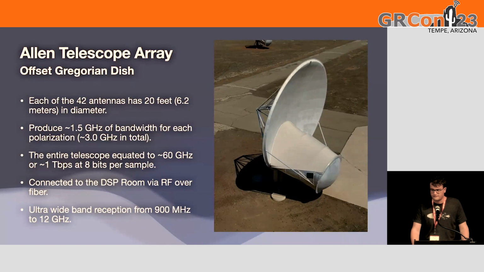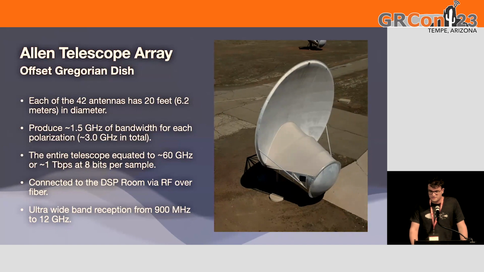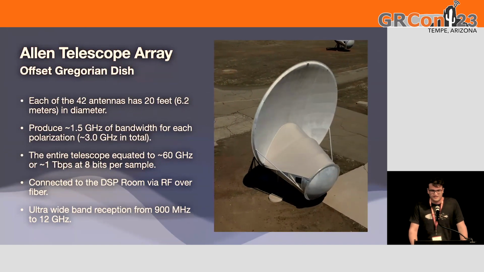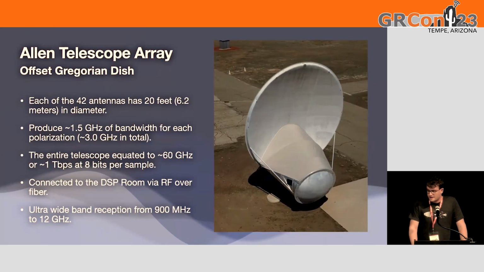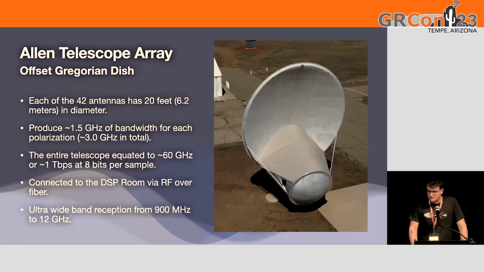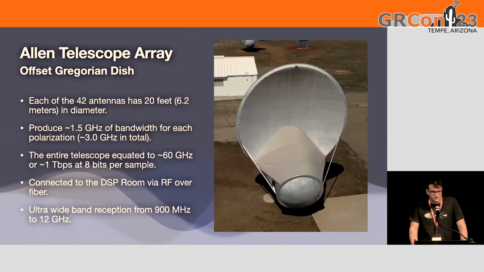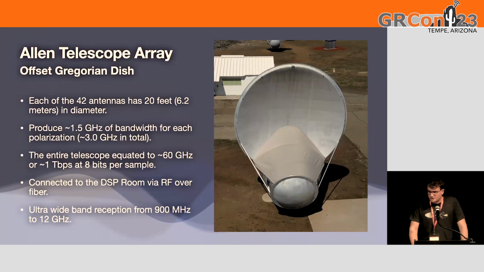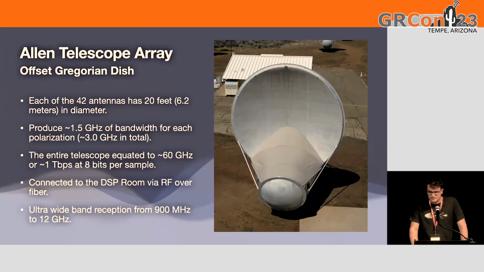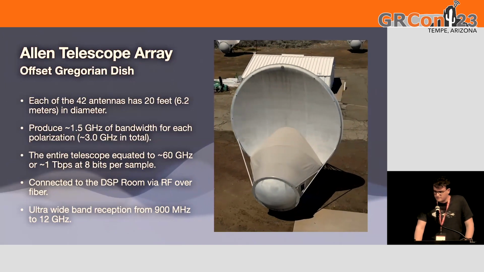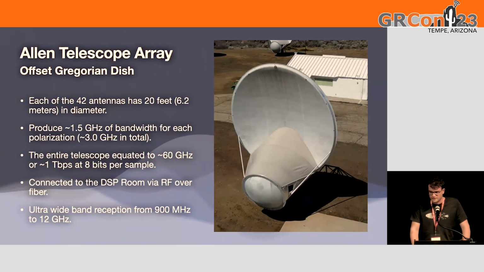Zooming in to the antenna level of the Allen Telescope Array, we have offset Gregorian dishes that are funny shaped dishes. Each one is 20 feet in diameter, or 6.2 meters if you're not on freedom units, and produces 1.5 gigahertz of bandwidth for each polarization. And we currently have two polarizations, totaling around 3 gigahertz per antenna. And that results, if you are sampling at 8 bits per sample, in a data rate of close to 1 terabit per second for the whole 20 antennas that are currently operational.